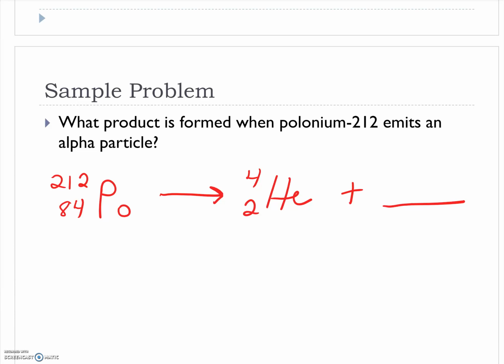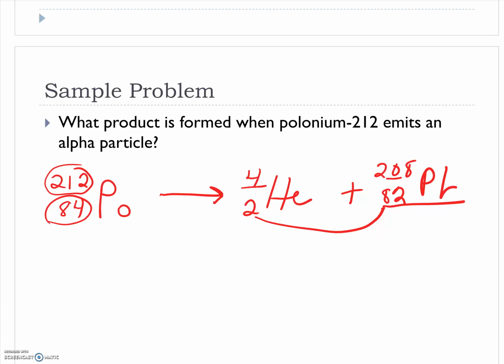So over here on the left side, we have a total of 212. Over here on the right side, we also need 212. So what plus 4 gives me 212? 208. Over here on the left side, we have a total of 84. So I need 84 on this side. 2 plus 82 gives me 84, and number 82 on the periodic table is lead.